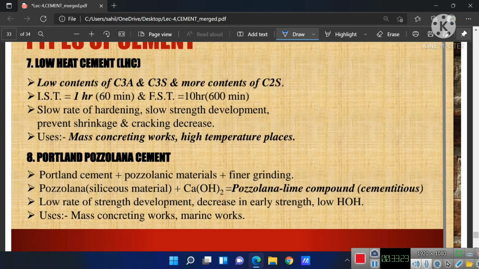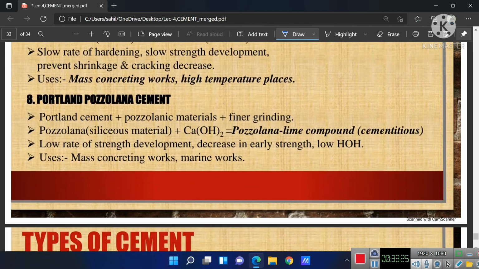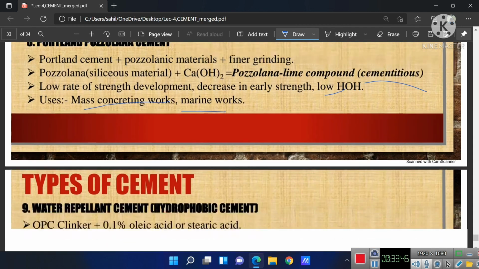Portland Pozzolana cement. Portland cement plus pozzolanic materials plus finer grinding. Pozzolana siliceous material plus calcium hydroxide is equal to pozzolana lime compound, it is cementitious. A low rate of strength development, decrease in early strength, low heat of hydration, uses: mass concreting works, marine works.